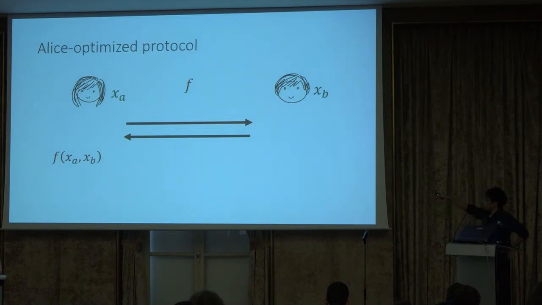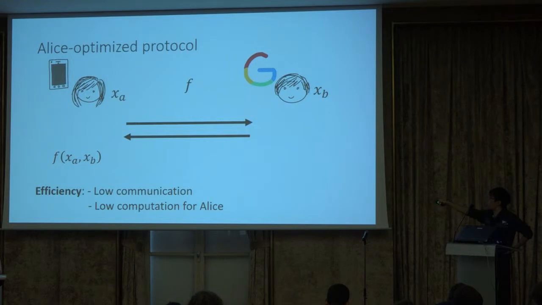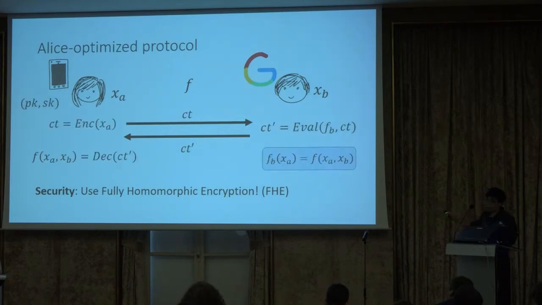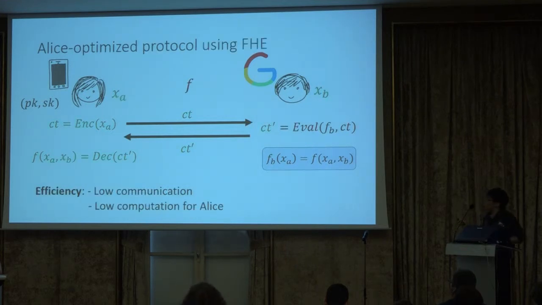As a warm-up, we can consider what we call Alice-optimized protocols, where Alice is inefficient, she runs on a phone, Bob is Google, he has a lot of power, and Alice wants to learn f of xB. A very simple protocol, if we didn't care about security, would be to have Alice send her input, Bob compute on this input and send it back. And it turns out that we have the secure analog of that, and this is by fully homomorphic encryption. If you know about fully homomorphic encryption, you can run this protocol homomorphically, and it will give you what you want. So what about the other case?